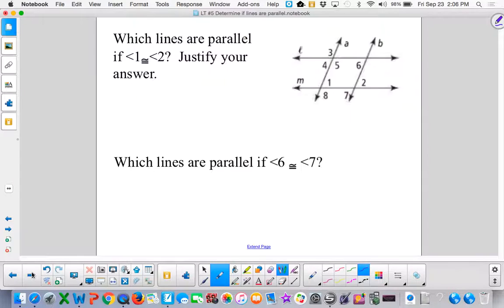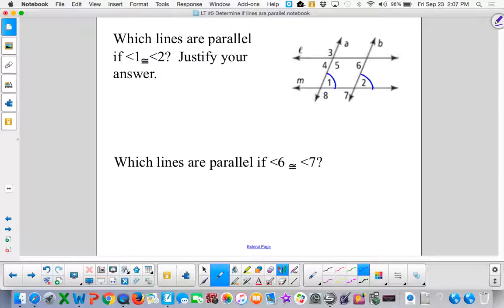Now that you've added that, let's look at this diagram. Which lines are parallel if angle 1 is congruent to angle 2? Justify your answer. Go ahead, press pause. Try this on your own and press play when you are finished. All right, we have angle 1 congruent to angle 2.